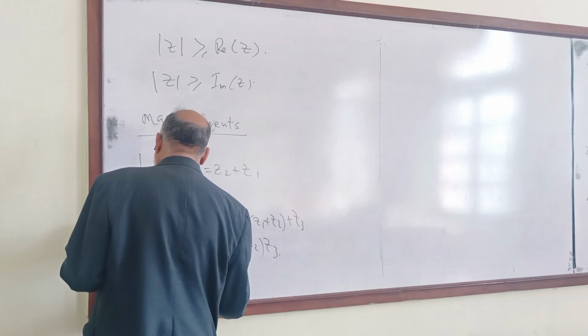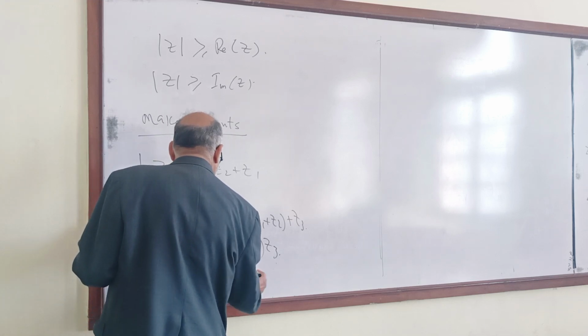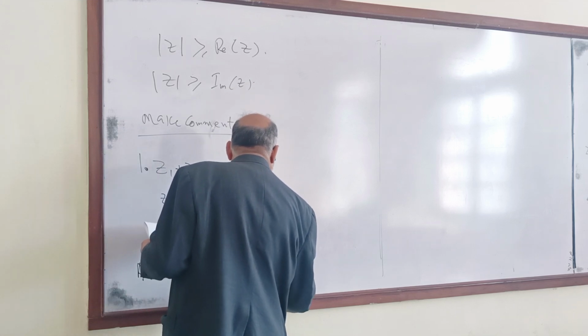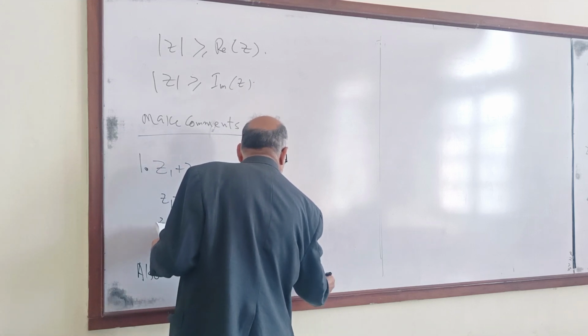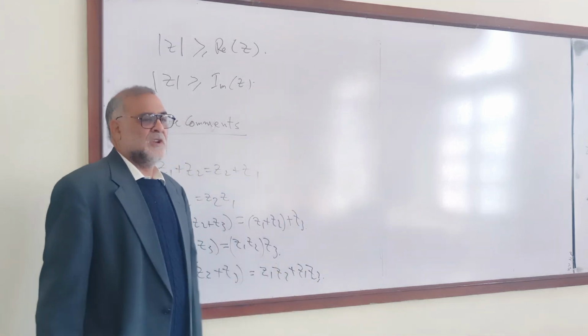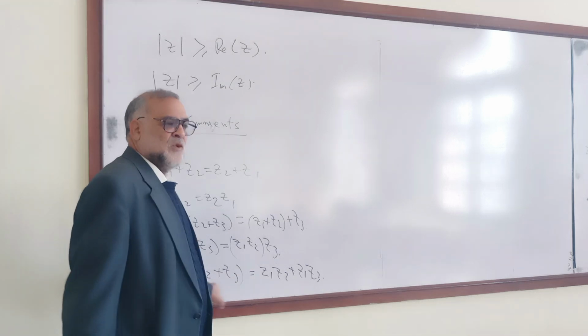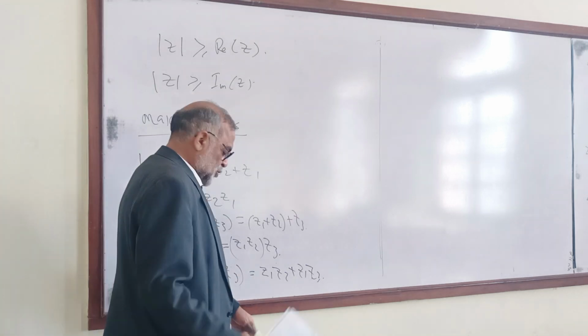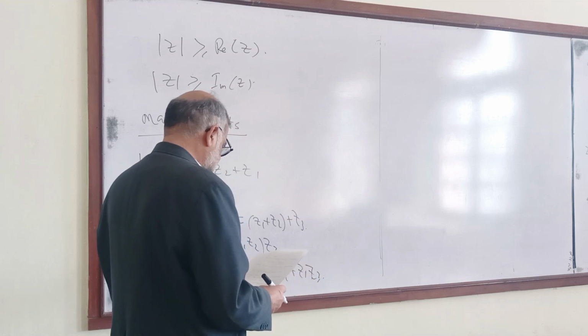This is called distributive with respect to addition. Z1 times (Z2 plus Z3): you distribute Z1 upon these two. That is called the distributive property.